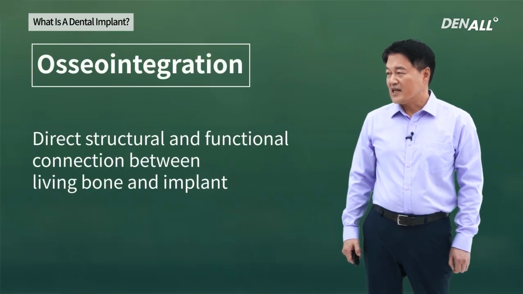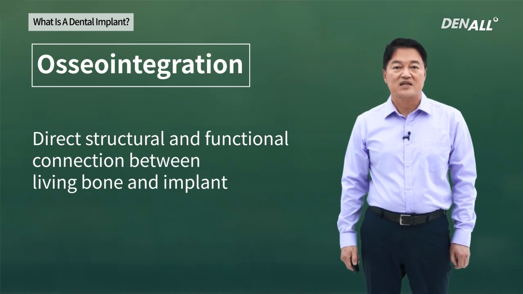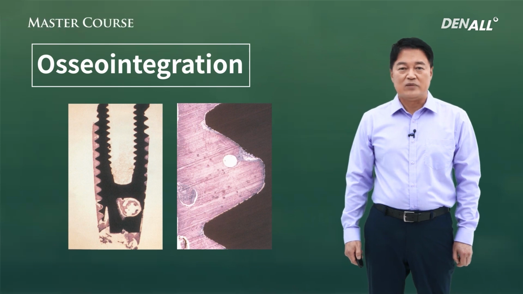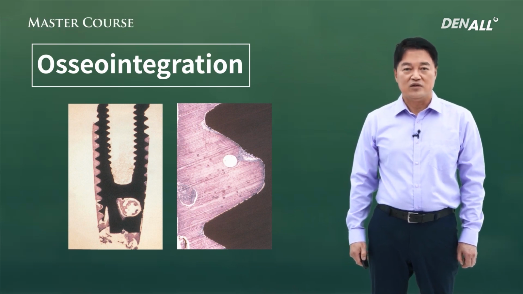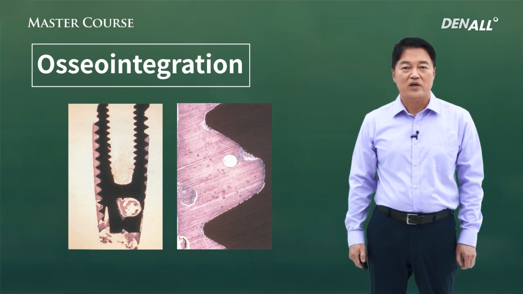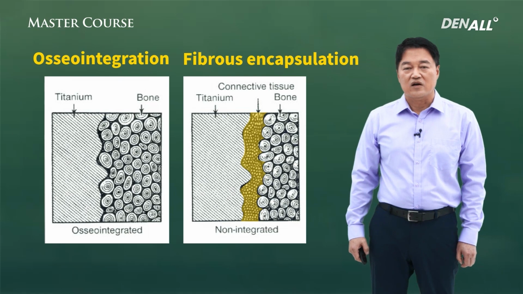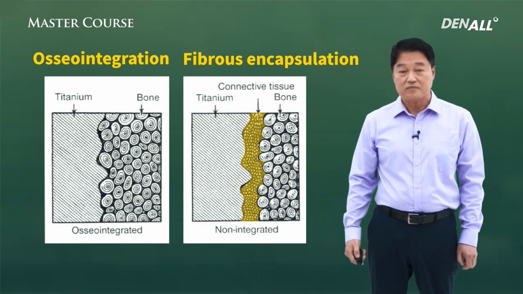Osseointegration is direct structural and functional connection between living bone and implant. As you can see, there is nothing in between bone and implant. This is osseointegration. On the right, in the middle, there is soft tissue. In other words, fibrous encapsulation has occurred, and this leads to failure in osseointegration.